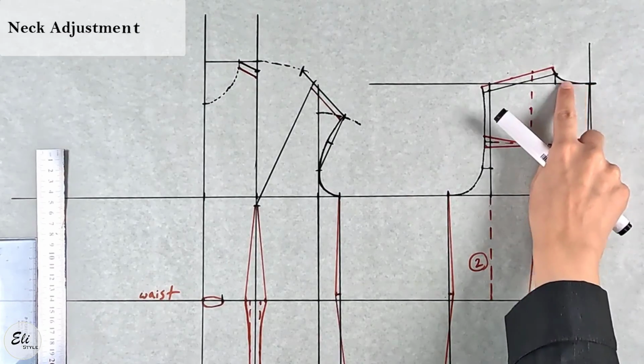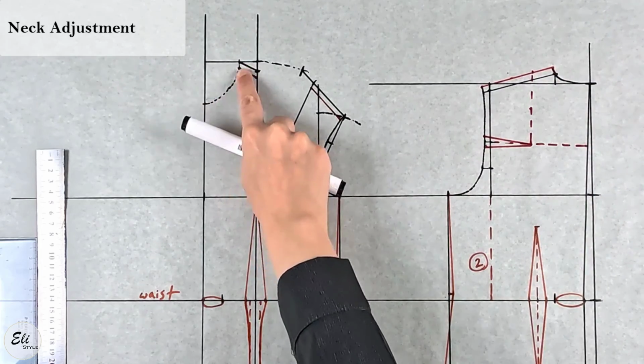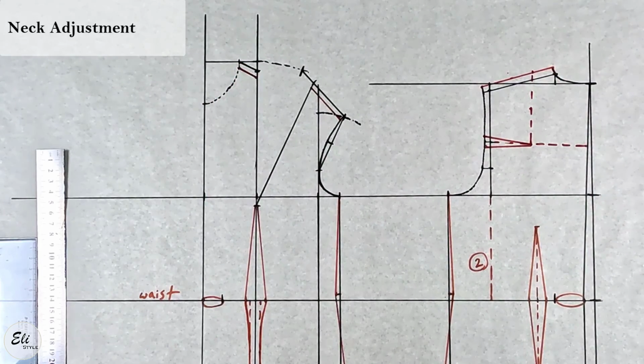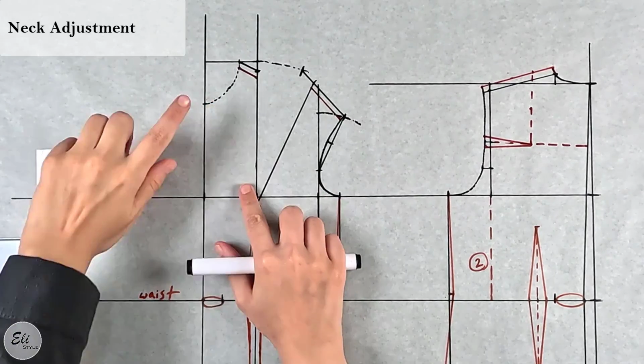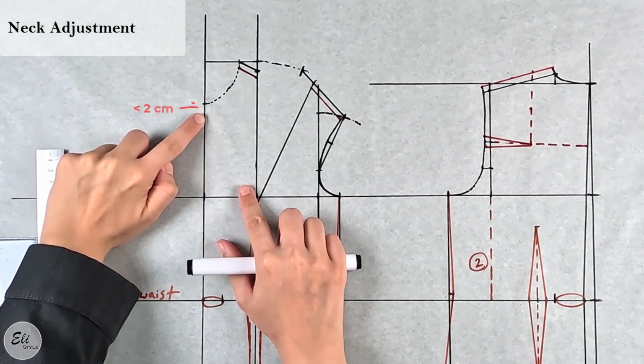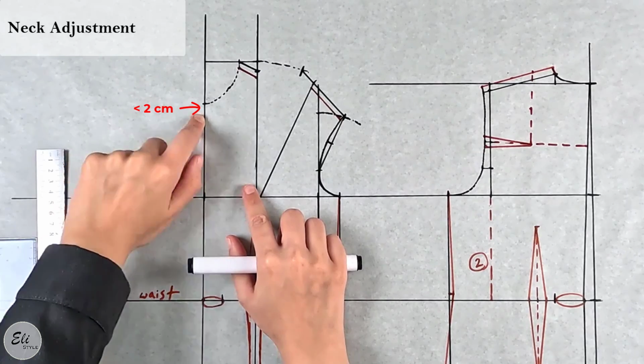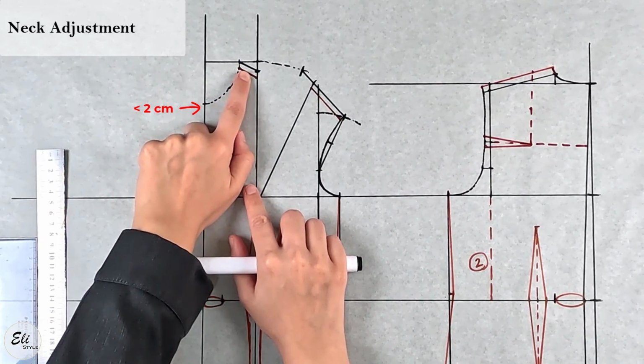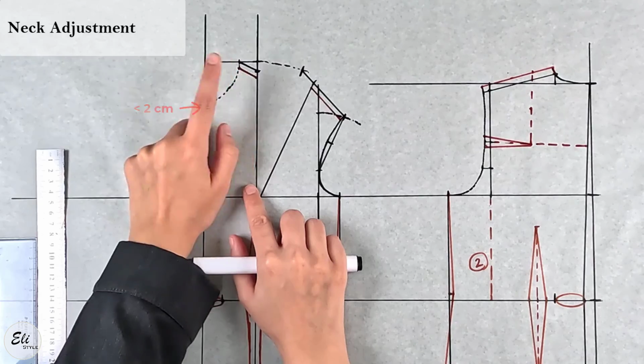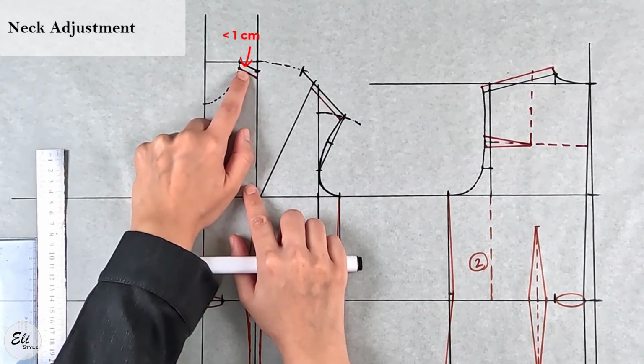Neck adjustment. The first adjustment is for the neckline. Typically, the neckline in this method tends to be small, so it should be enlarged. For a standard round neckline, you can increase the front neckline depth by up to 2 cm and widen the neckline by up to 1 cm at the intersection of the neckline and shoulder.